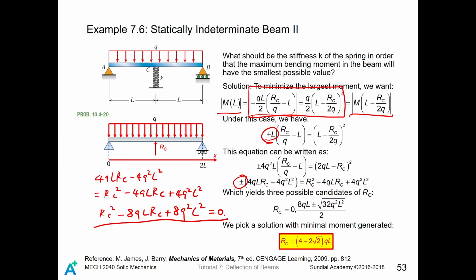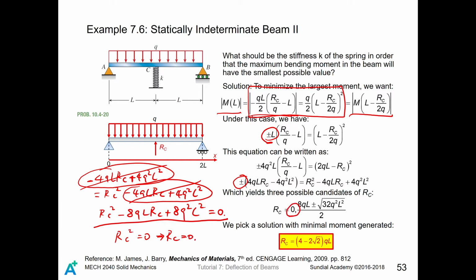But if we consider the negative case on the left hand side, it will become minus 4QL RC plus 4Q squared L squared. Then those two terms and those two terms will cancel each other. Then the remaining thing will become RC squared equals 0, which means that RC equals 0. So now you get another solution for RC. So now there are three possible candidates of RC.